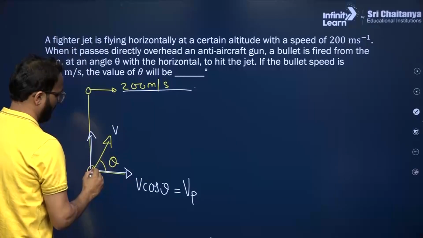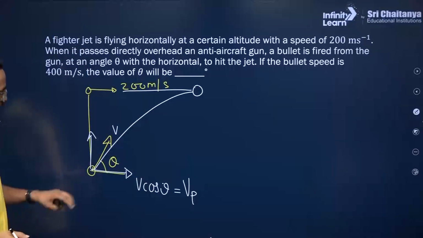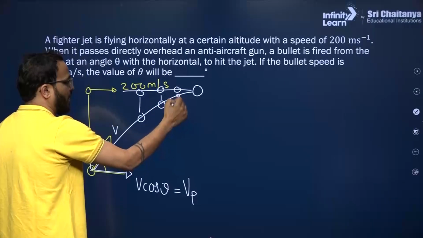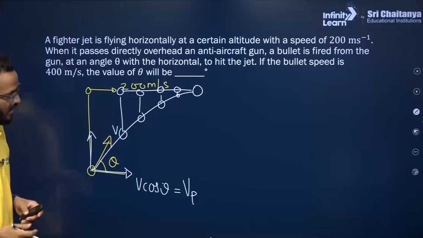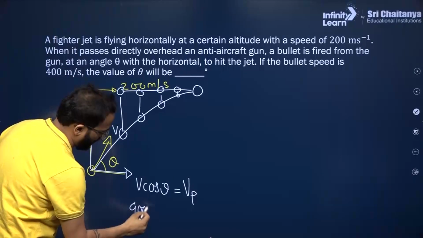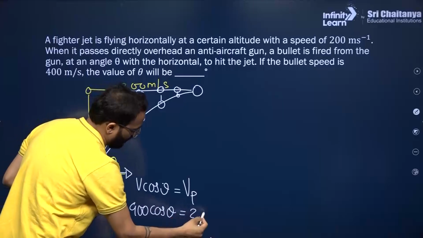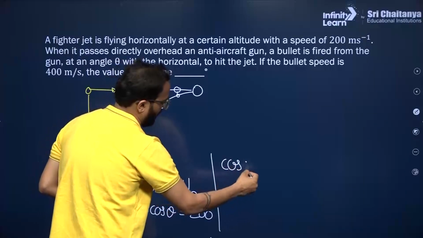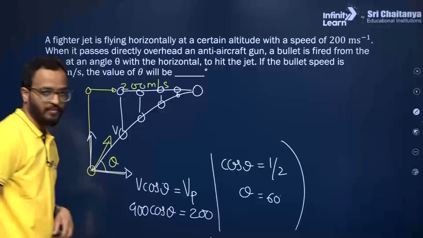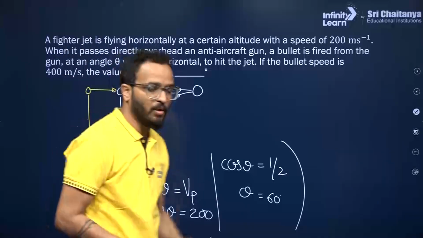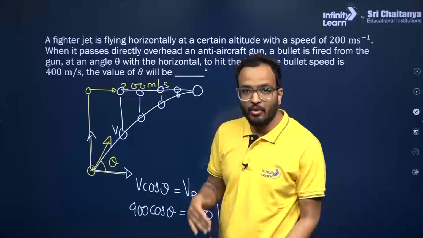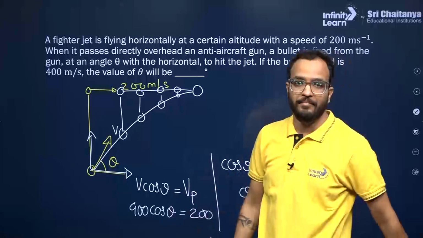It will collide, because the bomb has to be below the fighter jet all the time. That means the horizontal velocity should be the same. So it will be 400 into cos theta is equal to 200. So obviously cos theta will be half and theta will be 60 degrees. Got it? So in such questions, remember the horizontal components must remain the same, because we want the bomb to be always below the plane. Technically, to the bomb it will appear that it is vertically approaching the plane. That's all.